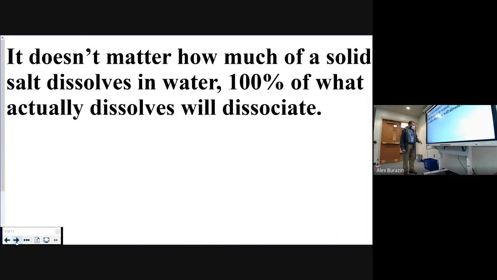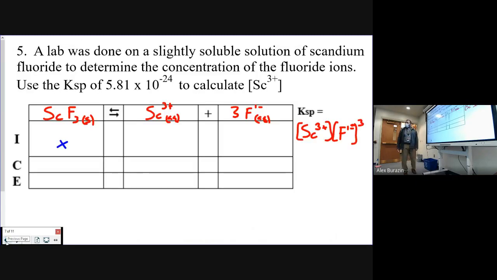Nice, right? Yeah, all of it. It doesn't matter how much of an ionic or a salt compound dissolves in water. Whatever does dissolve will dissociate. So as a result, I don't know how much is going to dissolve, but what I do know is that all of it is going to break apart. And at equilibrium, I should have 0 of that molecule together. None of it. Because ionic compounds, when they dissolve, will always turn into aqueous dissociated ions.